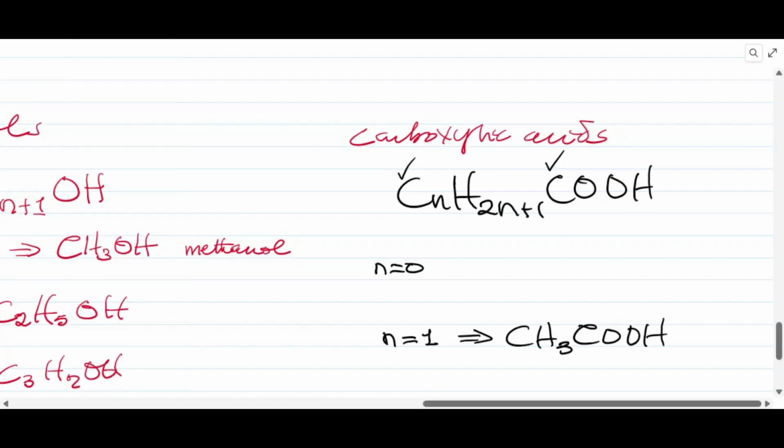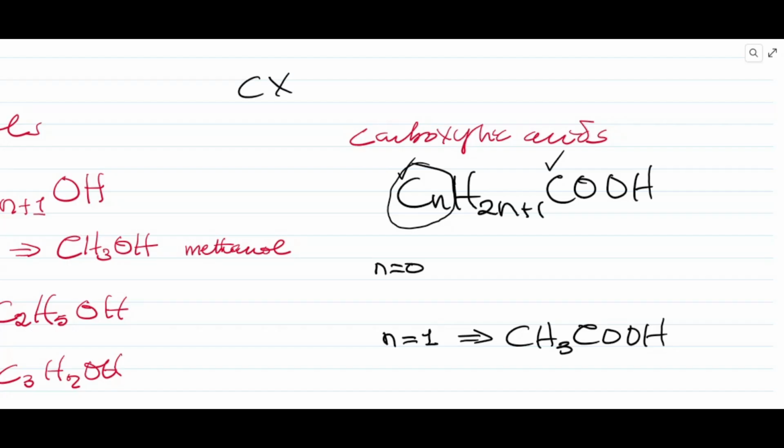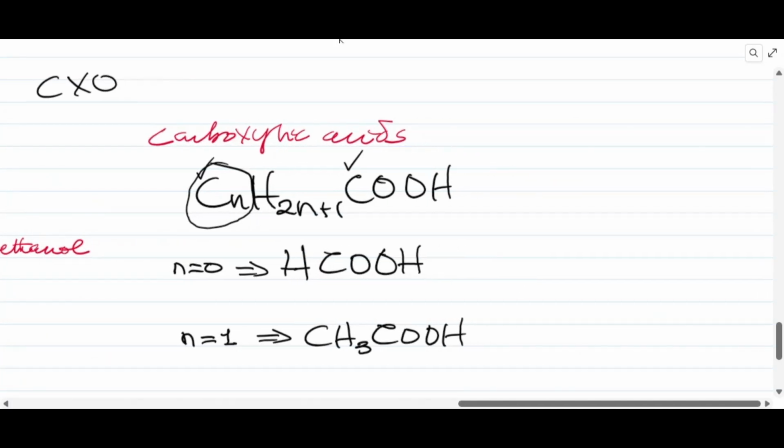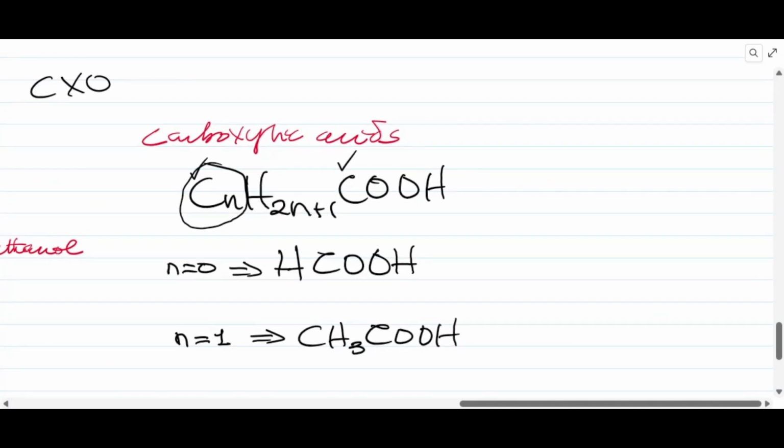That would be n equals 0. If n equals 0, it means this carbon is no longer there. It's like C times 0, and anything times 0 is 0. So if n equals 0, this C is gone. So we have hydrogen, 2 times 0, that's 0, plus 1, 1. So we have one hydrogen atom, and then COOH. This is the first family member of the carboxylic acid, which is called methanoic acid. Meth, because there is only one carbon atom.